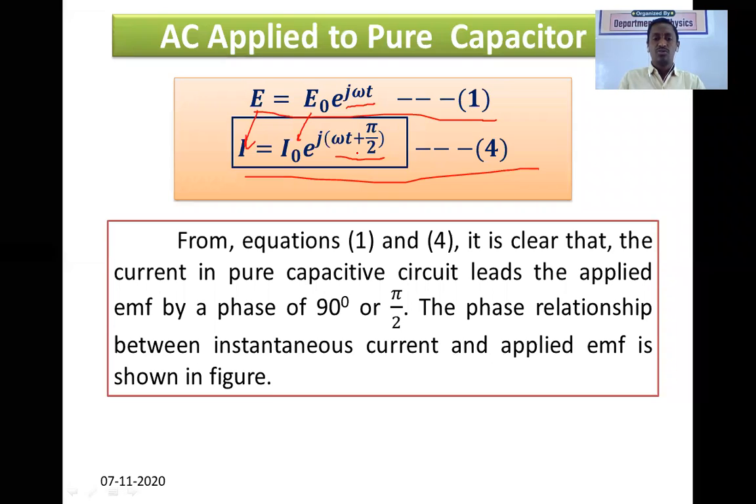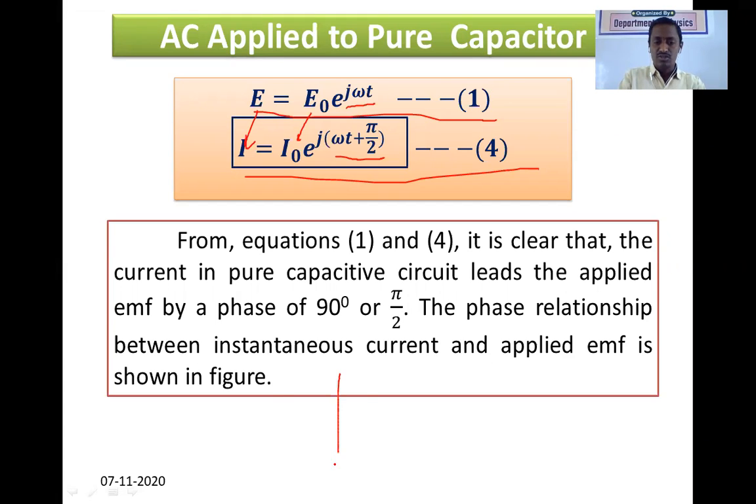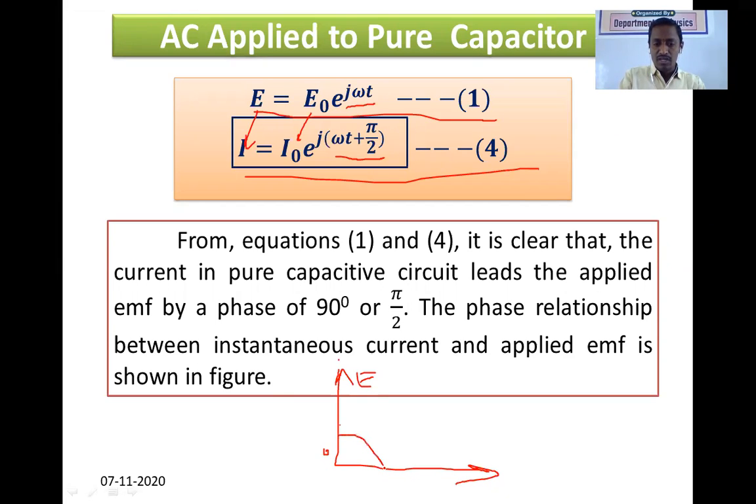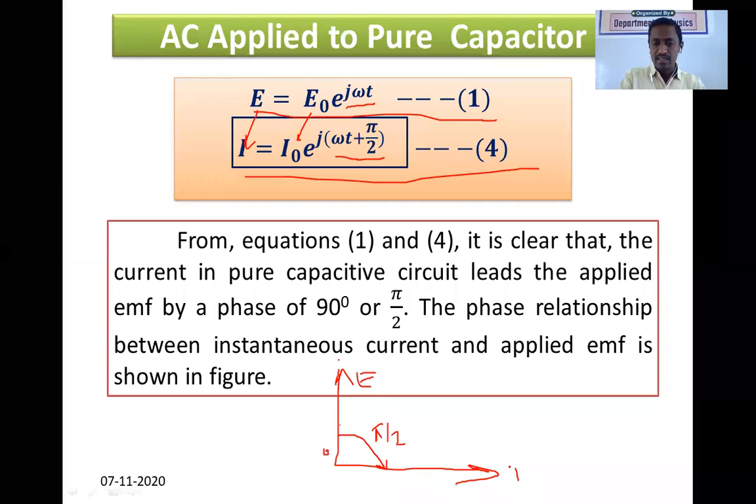So the current in a pure capacitive circuit leads the applied EMF by a phase of 90 degree or pi by 2. Okay, we can also draw the phase relationship between instantaneous current and the applied EMF in a simple way. On the y-axis we mention the voltage E, and suppose the phase of the voltage E is 0 at this instant of time. Then when we increase the phase by pi by 2, along the x-axis we can write the instantaneous current. So it is a simple way of expressing the phase relationship.